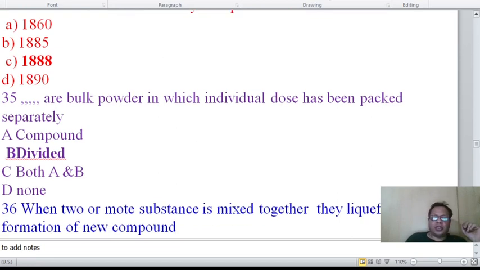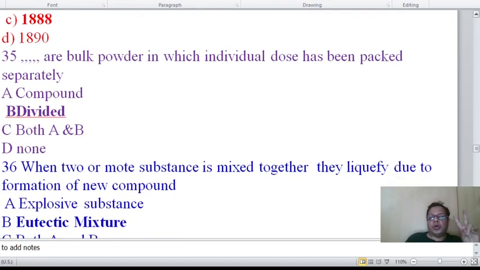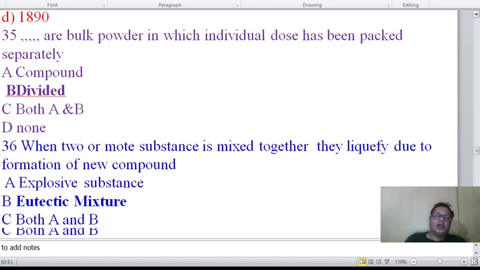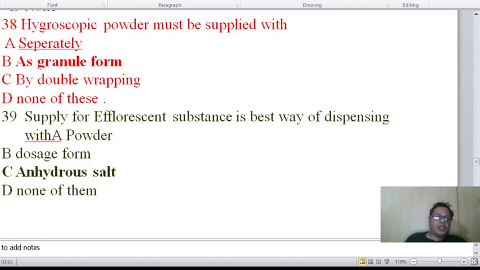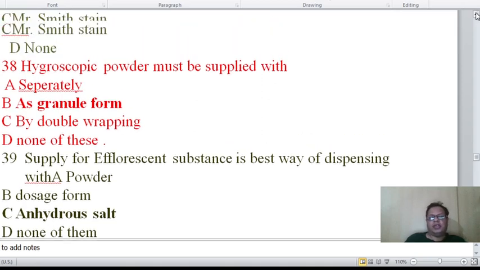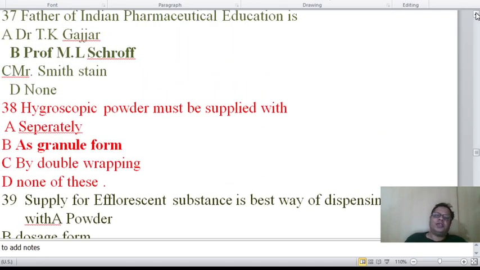For question number 36, when two or more substances are mixed together and they liquefy, this is due to the formation of eutectic mixture. So for question number 36, the right option is B. Now let's go ahead with question number 37. It is a very important question. Father of Indian pharmaceutical education is Professor M. L. Shroff. We should be proud of him. Because of him, we are in this noble profession.